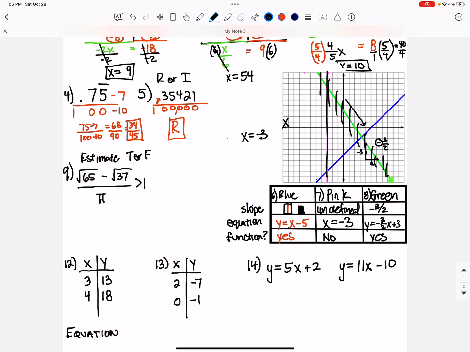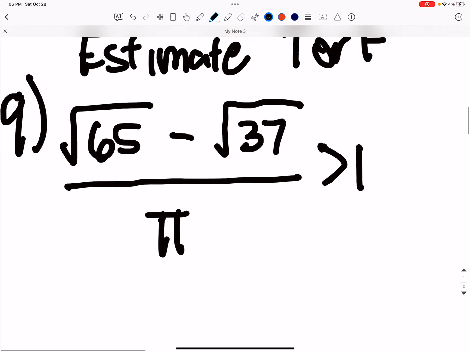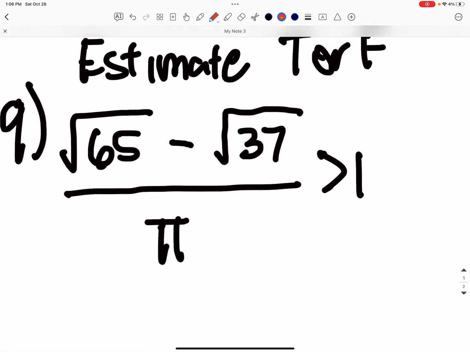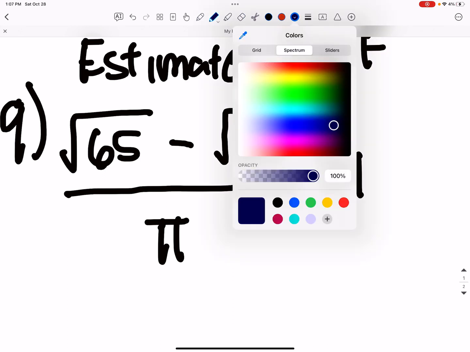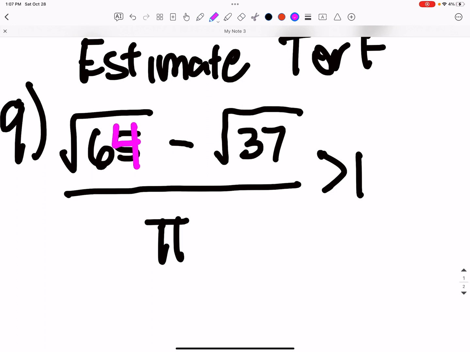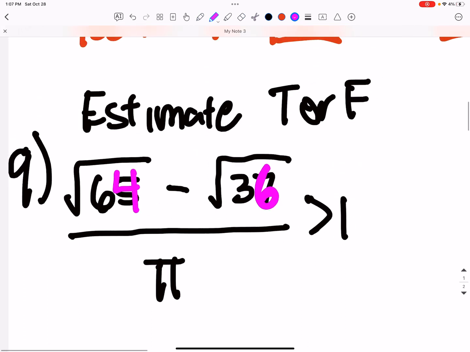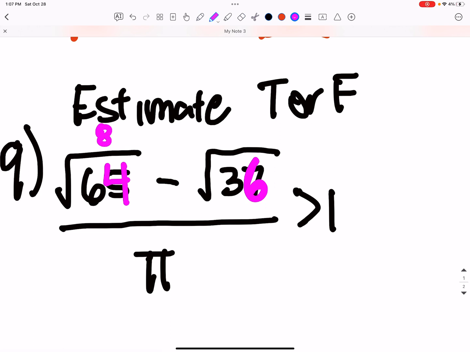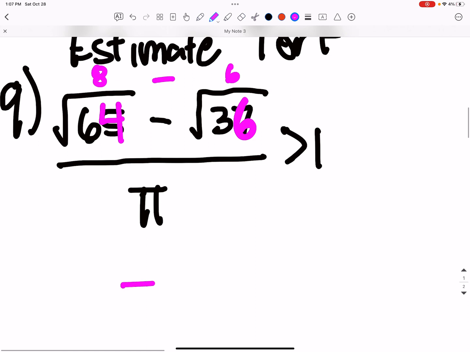Okay. Let's see. Number 9. If I don't know the square root of 65, but I know a perfect square that's really close. So when I'm just going to do these in my head, these should be really easy. I know 64 and I know 36. So the square root of 64 is just 8 and the square root of 36 is just 6. So 8 minus 6, the top of this fraction is just 2. The bottom of the fraction, if I'm estimating it, instead of 3.1415926, blah, blah, blah, we're just going to say 3.